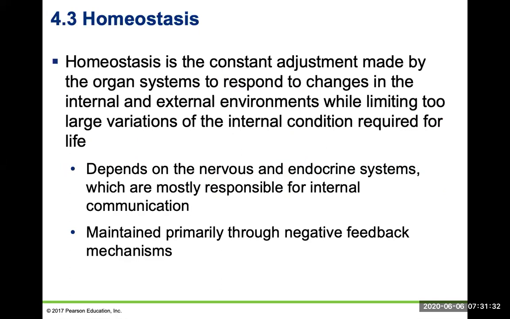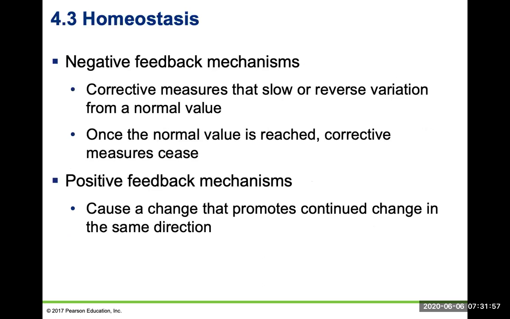The final note we'll talk about is homeostasis. This is the constant adjustment made by organ systems to respond to changes in the internal and external environments while limiting too large variations of the internal condition required for life. It depends on the nervous and endocrine systems, which are mostly responsible for internal communication, and it's maintained through what we call negative feedback mechanisms.